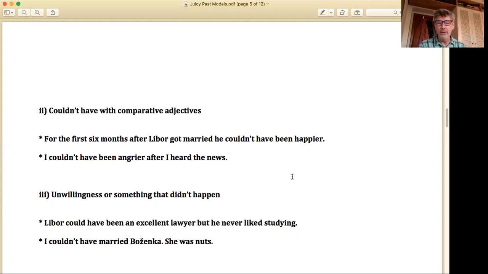And here's something: unwilling, when the speaker or the subject of our sentence is unwilling to do something, okay? So Libor could have been an excellent lawyer, but he didn't like studying. He was lazy. And we use it like, she's just unwilling. Libor could have moved to Prague and gotten a good job, but he just didn't want to live in Prague. He was unwilling to live in a Sidliště in Prague.